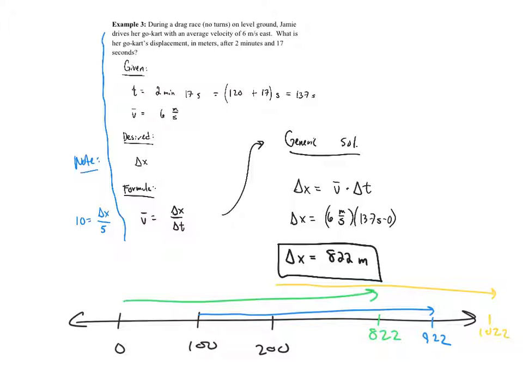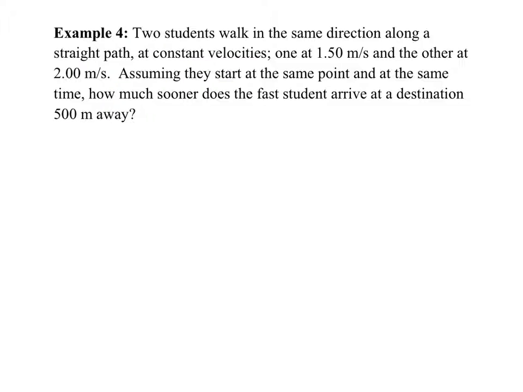Can we go to example 4? Yeah, let's keep moving. Example 4 says the following: two students walk in the same direction along a straight path at constant velocities. This whole section is going to be these kinds of problems. One of them is at 1.5 meters per second. The other is at 2 meters per second. Assuming they start at the same point at the same time, how much sooner does the fast student arrive at a destination 500 meters away? We can do this problem two ways. Can anybody foresee the two ways we can do it already?